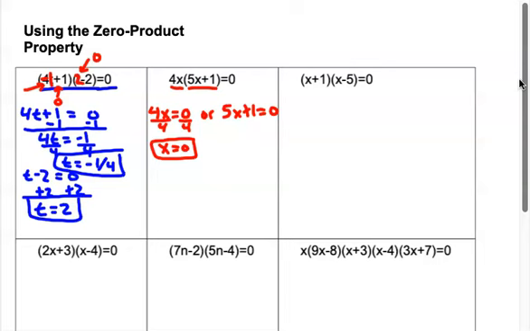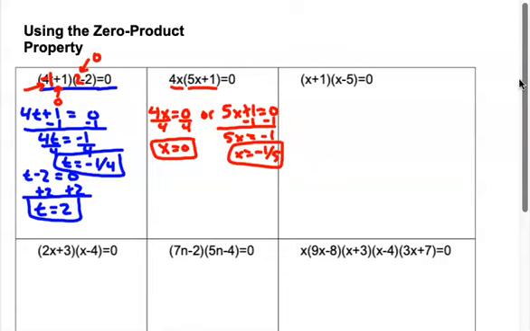The other one here, I would subtract both sides by 1 first. I would have 5x equals negative 1, or x, when I divide by 5, equals negative 1/5. Let me go through checking those, because that's going to be something that is good for you to see.